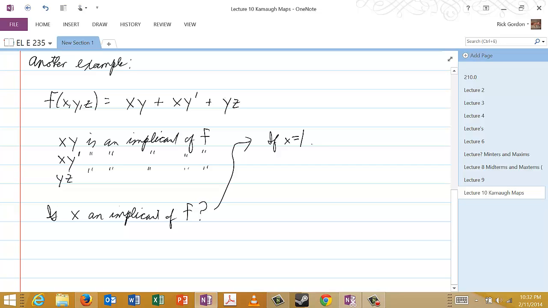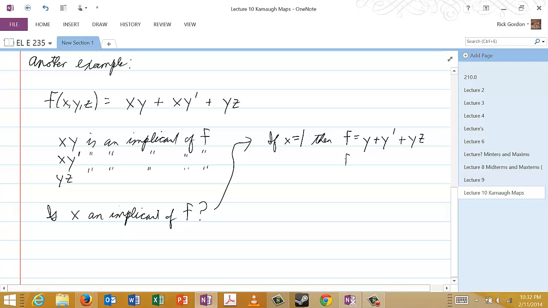If x equals 1, then f, let's just take this formula, and everywhere we see an x, let's put a 1. Well, f would be equal to 1 ANDed with y, which is y, 1 ANDed with y prime, which is y prime, and the last term, yz, doesn't contain any x's in it, so it would just remain the same, yz.